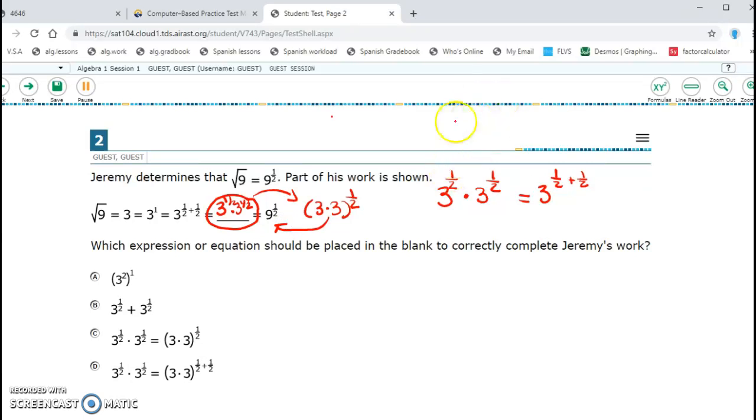It's just remembering that rule that if you have like 5 to the A times 5 to the B, that's really 5 to the A plus B type deal. Okay, so that's that one.